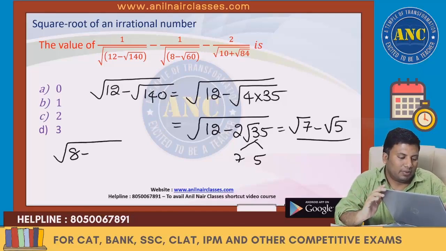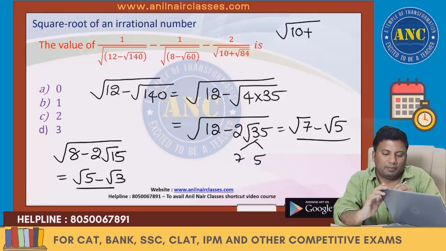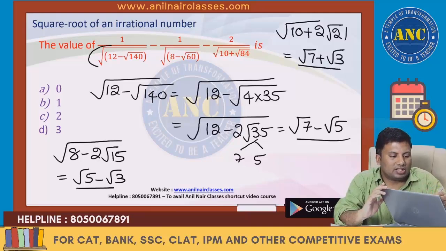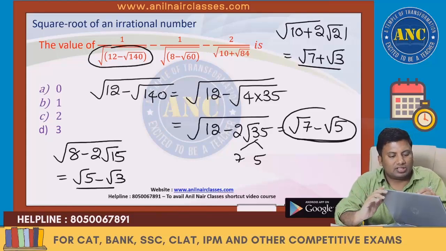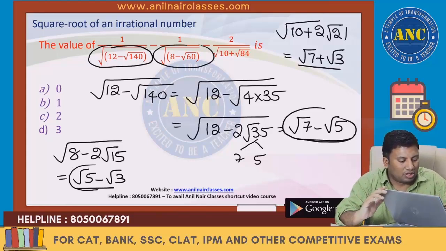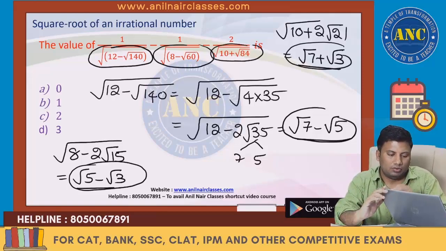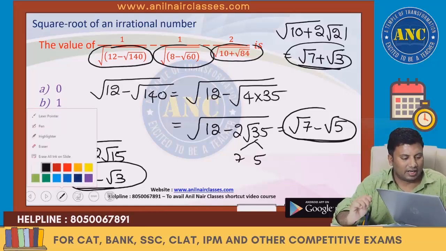Root of 8 minus 2 root 15 is nothing but root 5 minus root 3. Root of 10 plus 2 root 21, here again it is nothing but root 7 plus root 3. This value is nothing but root 7 minus root 5. This value is nothing but root 5 minus root 3. This value is nothing but root 7 plus root 3. Substitute all the values, you will get the answer.